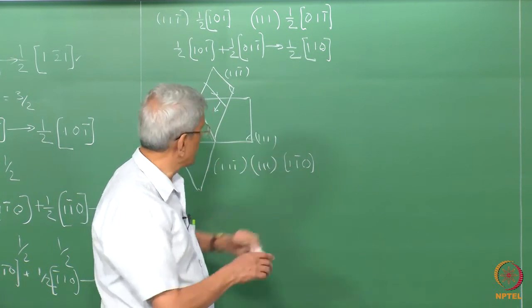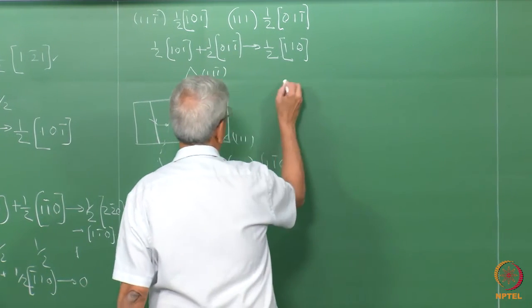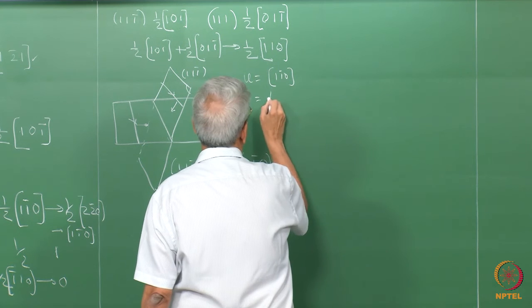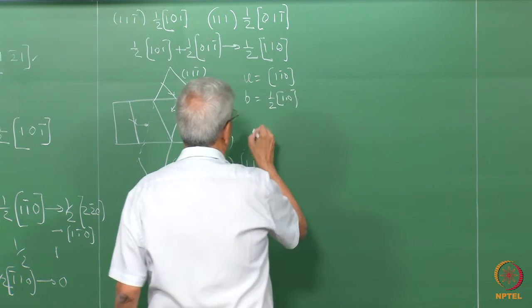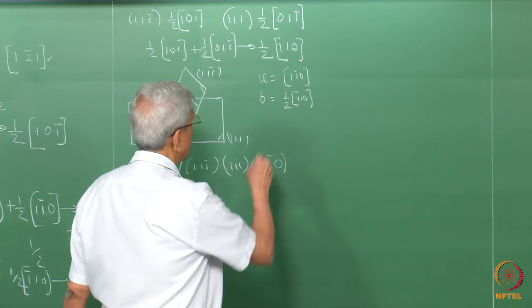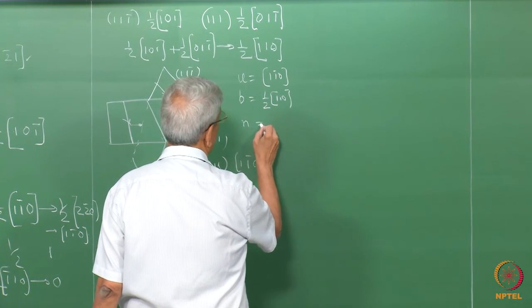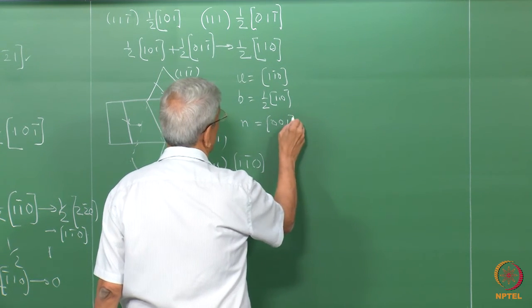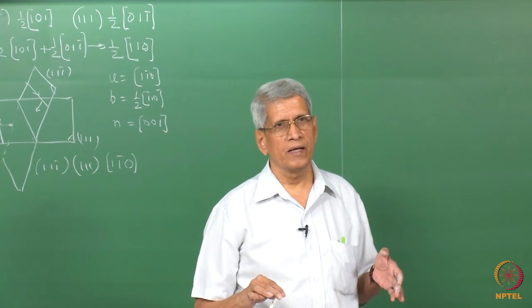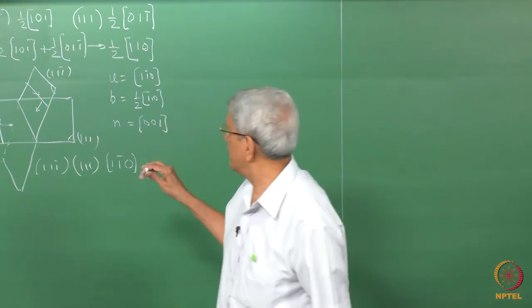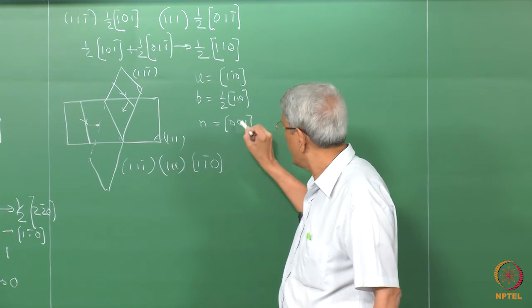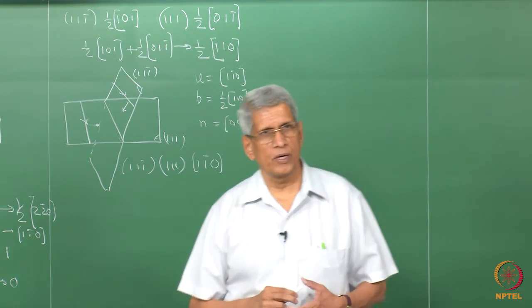This is the Burgers vector. So the new dislocation which forms has u equals 1 1 bar 0, b equals half 1 1 0, and then taking u cross b, we will be able to find out the plane normal. So what will be the slip plane? The slip plane n will turn out to be 0 0 1. That means that for this dislocation, since the line direction is perpendicular to the Burgers vector, this is an edge dislocation, and the slip plane turns out to be the 0 0 1 plane.